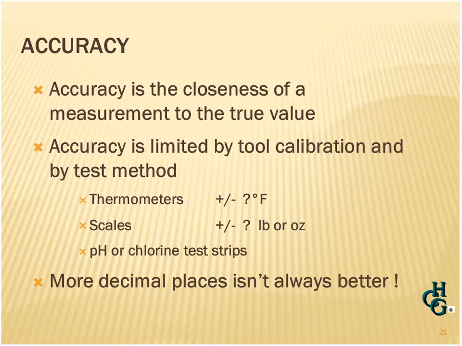So let's talk about accuracy. Accuracy is the closeness of a measurement to the true value, and it's limited by the calibration of the tool you use and the test method you use. So for example, if you have a thermometer, when you purchase it, it'll say its accuracy is plus or minus 2 degrees. That limits you. Your scale might be plus or minus a pound or plus or minus a certain number of ounces.